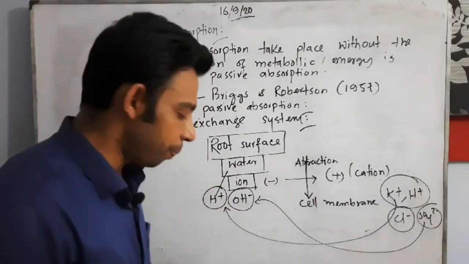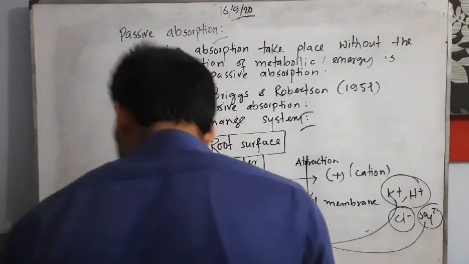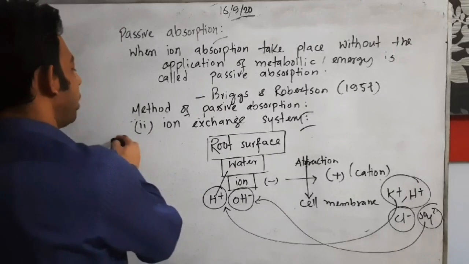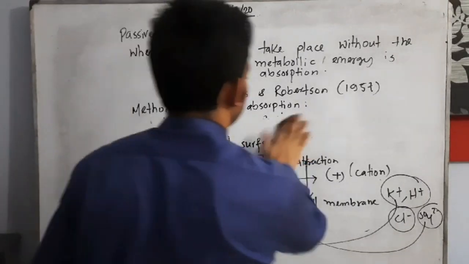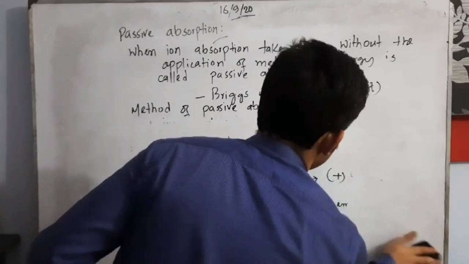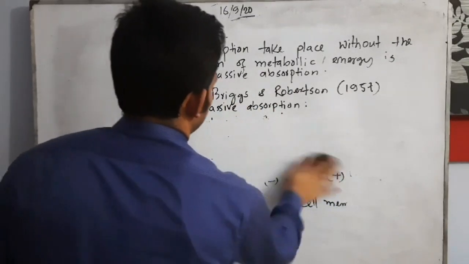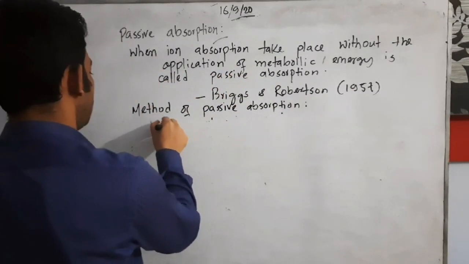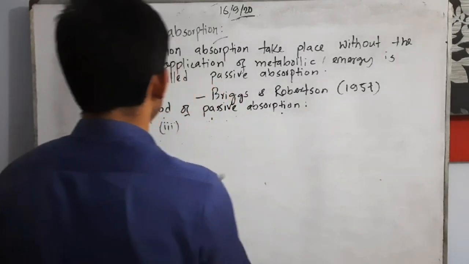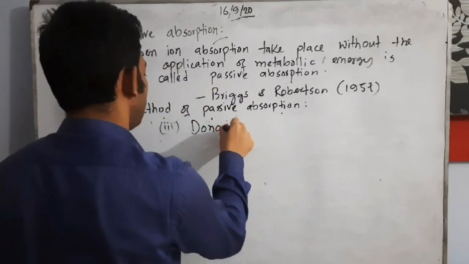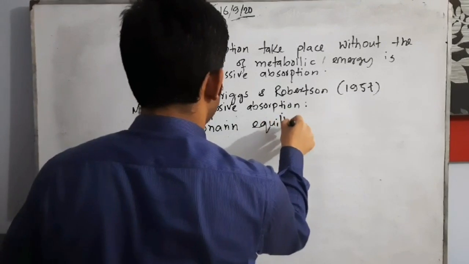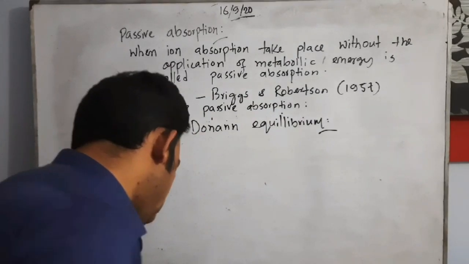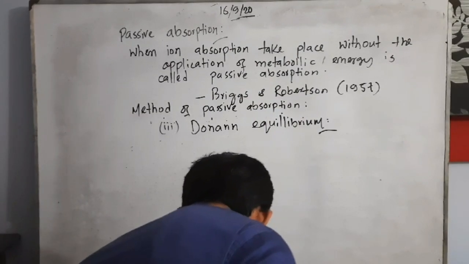Okay, now we will see number 3, the Donnan equilibrium. This is the third point of passive absorption. I think you understand these points. The third one is number 3, Donnan equilibrium. So what is the Donnan equilibrium? We need to understand about this one.